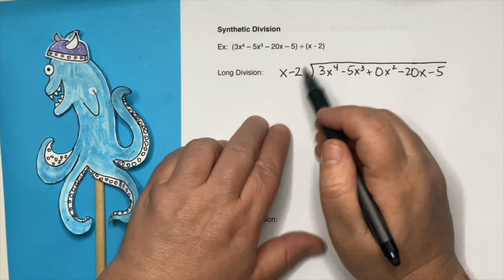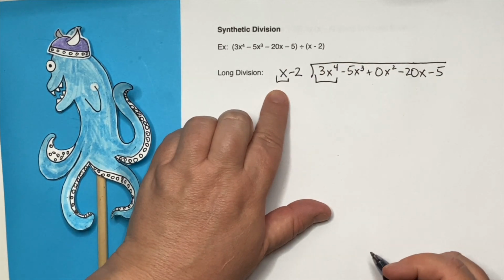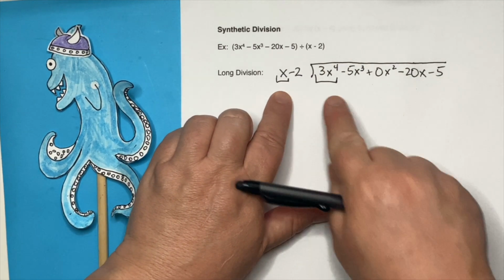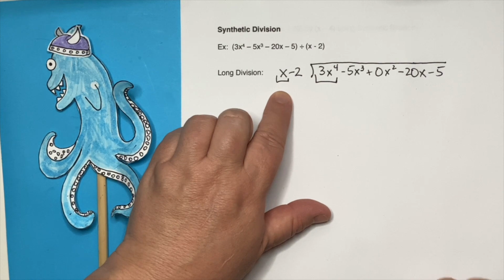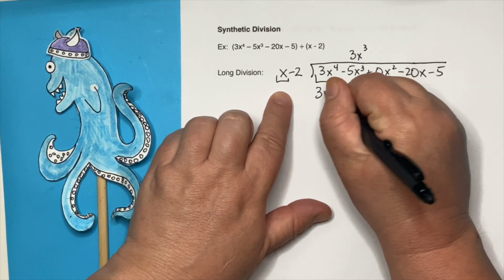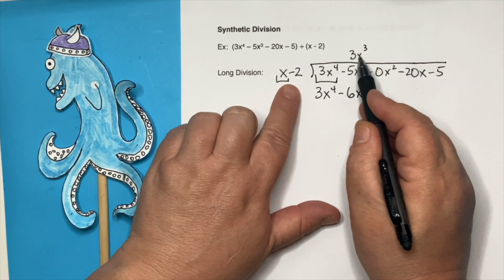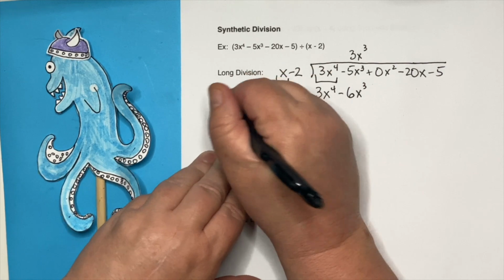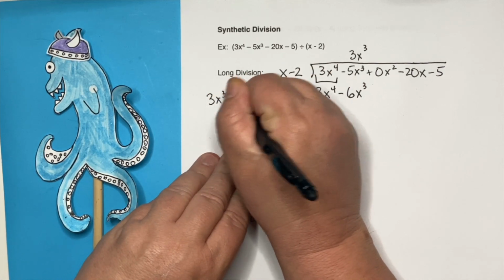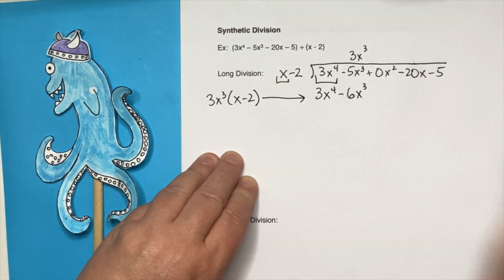So I've got all of my terms written in descending order. And then what I do is I say, okay, I'm going to look at the x, and I'm going to look at 3x to the 4th. And I think, what times x gives me 3x to the 4th? And I say, oh, 3x cubed. So then I've got 3x to the 4th minus 6x cubed by multiplying out, right? This is 3x cubed times x minus 2 goes right there.